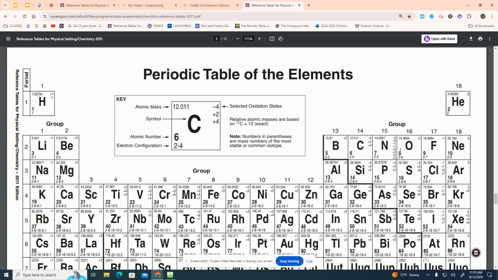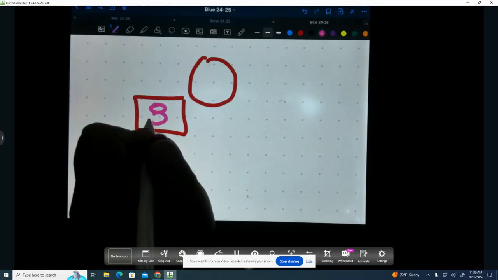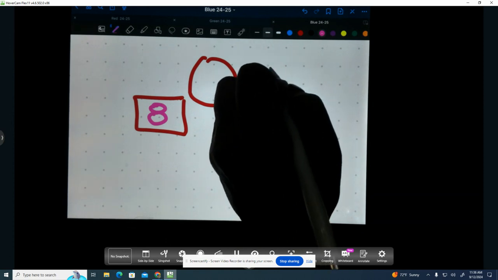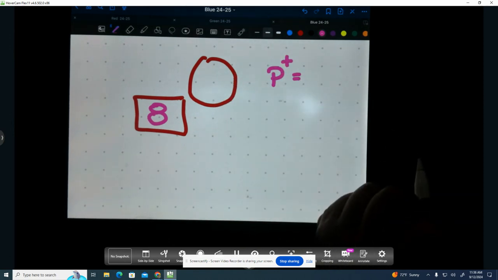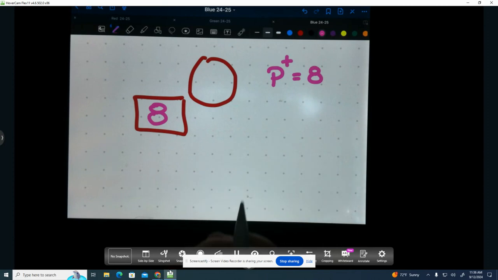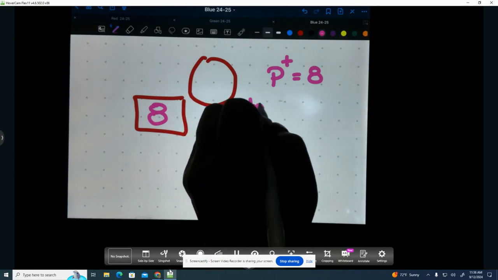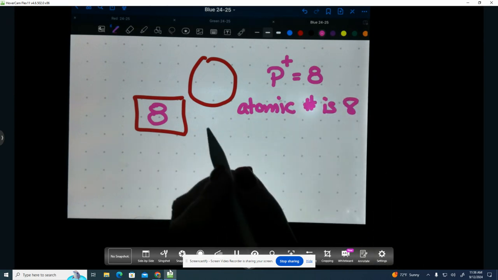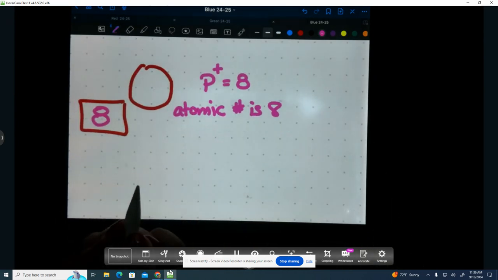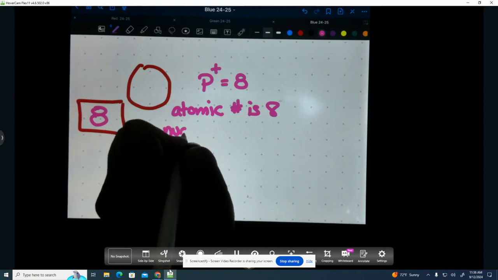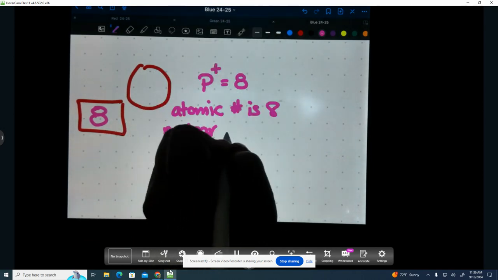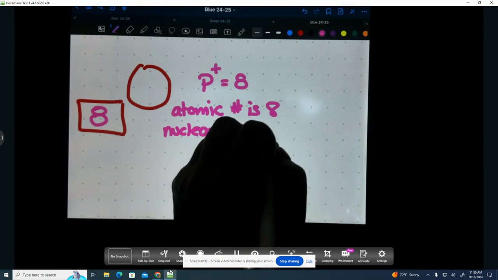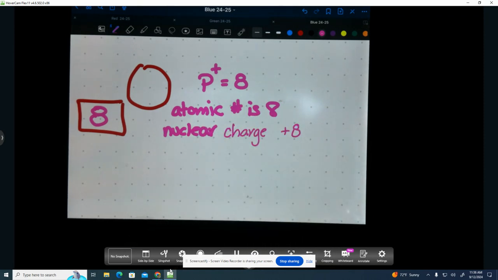Okay, so what number is going to go here? 8. So this is an 8, which means this thing has 8 protons. It also means its atomic number is 8. This is a fat pen that I'm writing with here. It also means that its nuclear charge is going to be positive 8.